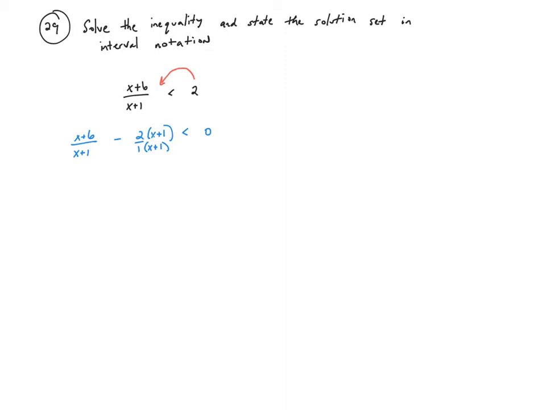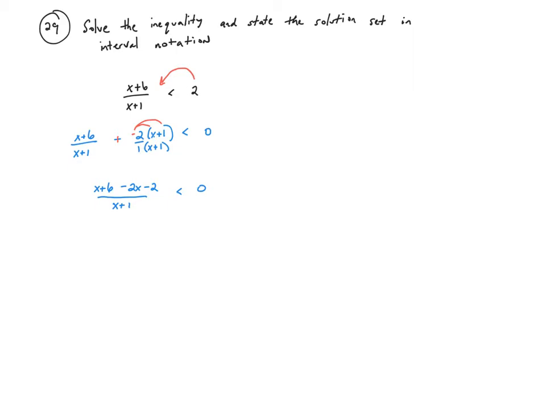In order to subtract these two fractions, we need a common denominator, so multiply the numerator and the denominator by x plus 1. Remember that subtraction is the same thing as adding the opposite, so now we won't forget to distribute the negative 2 to both terms. So distribute and combine the fraction to get x plus 6 minus 2x minus 2 in the numerator and x plus 1 in the denominator.